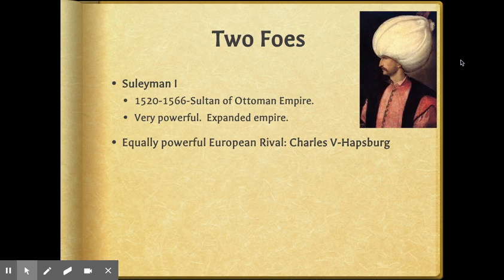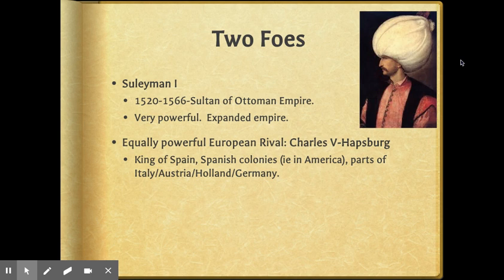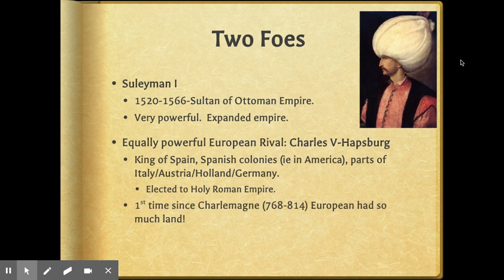Charles's last name is Habsburg. So the Habsburg dynasty is going to rule Spain. They're also going to rule Central Europe because of a whole series of marriages and stuff like that we don't need to get into. He was basically a king of a ton of land, right? He had colonies all over the place, including in parts of America like Florida and Arizona and New Mexico area. But he also controlled pieces of today's Italy, Austria, Holland, Germany. And so he's going to become not just king of Spain, but also king of the Holy Roman Empire. And it was the first time since Charlemagne that anybody had had that much land.